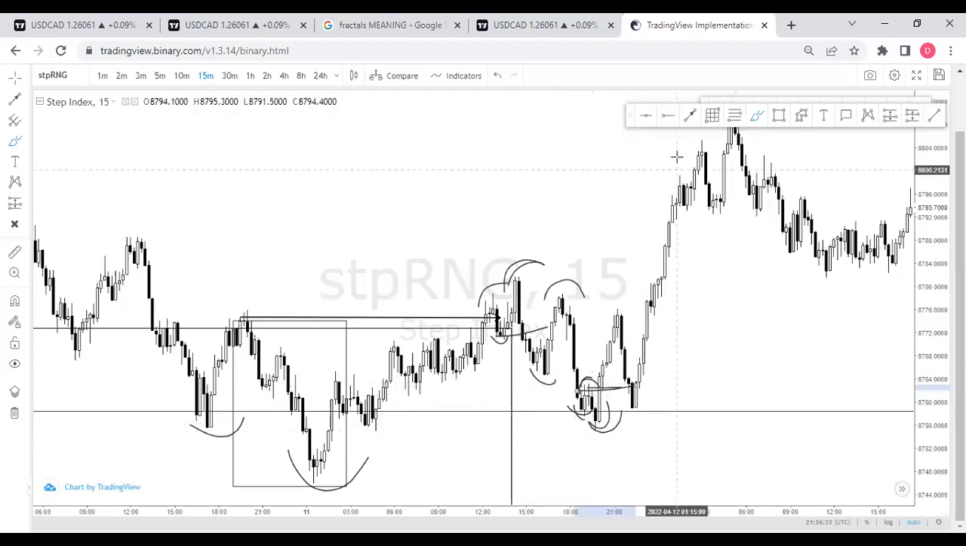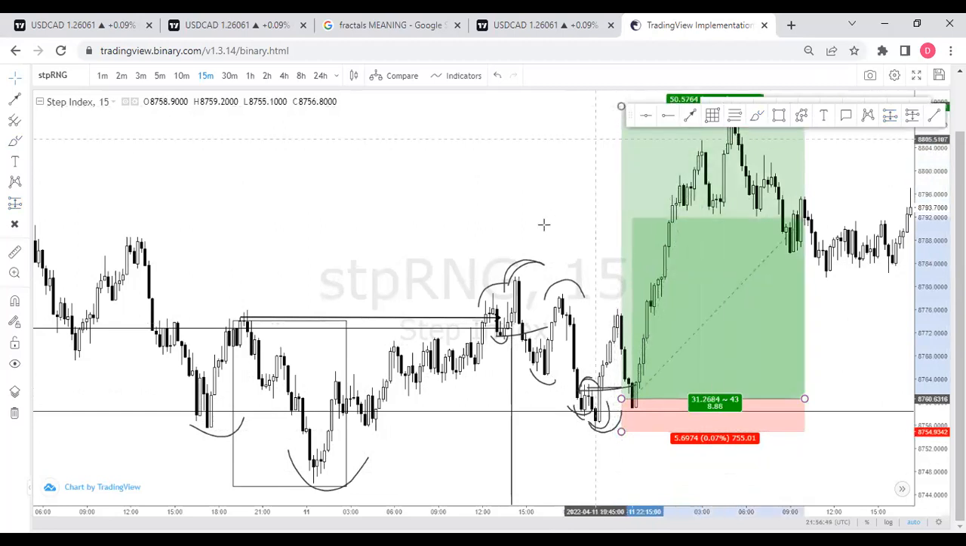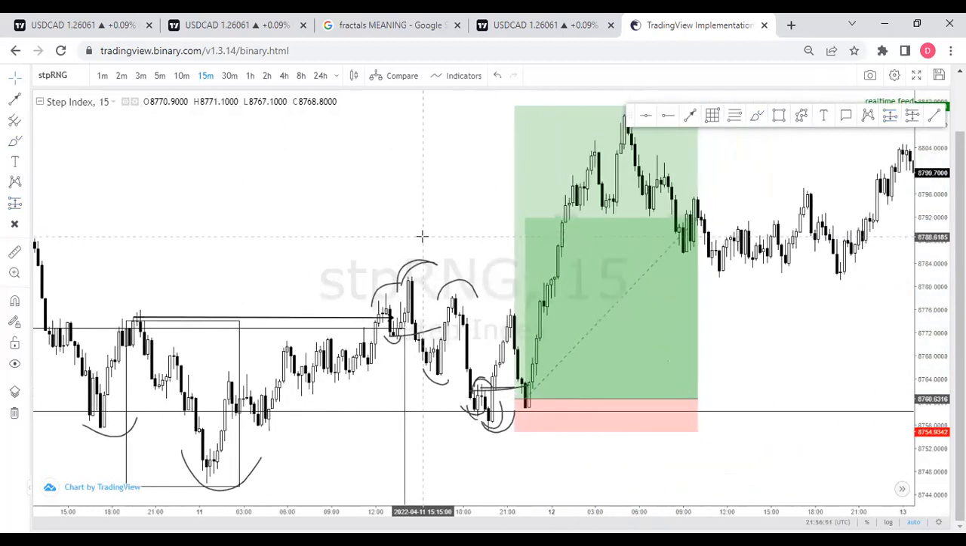Remember, we still have liquidity sitting up. Now I would have taken my buy entry at maybe 50% of this imbalance with my stops below here, giving me a 5-point stops, right? And then I'm up 1 to 8. I'm up a 1 to 8.